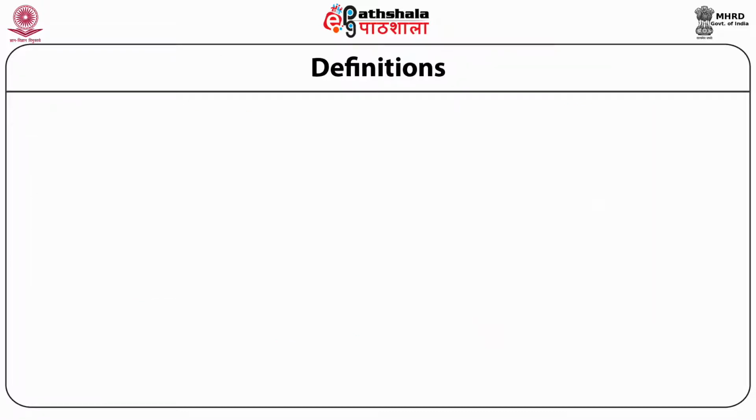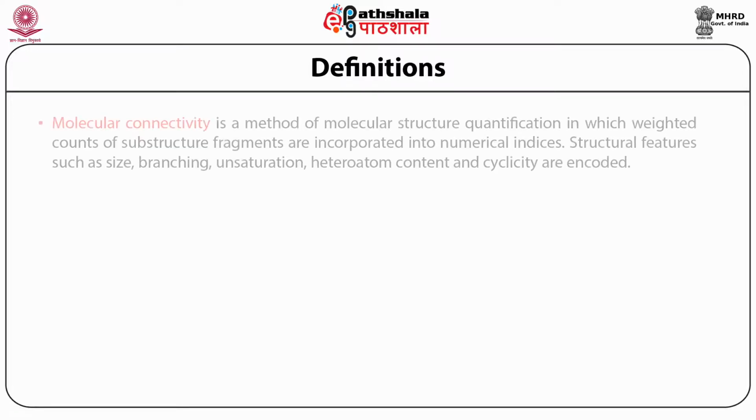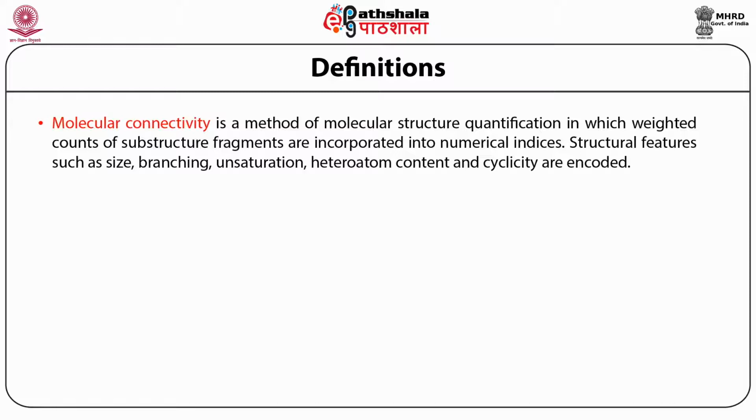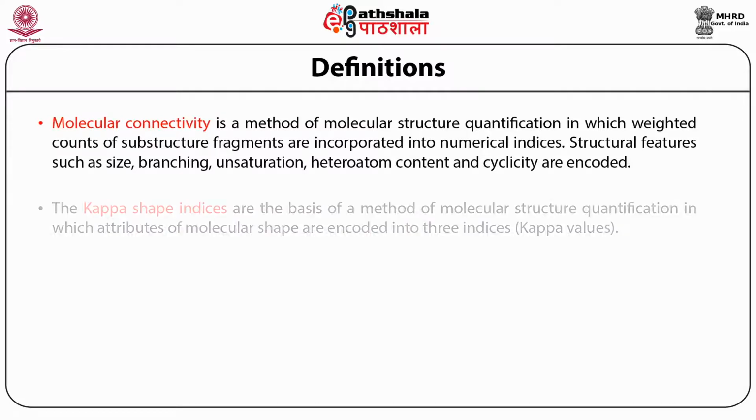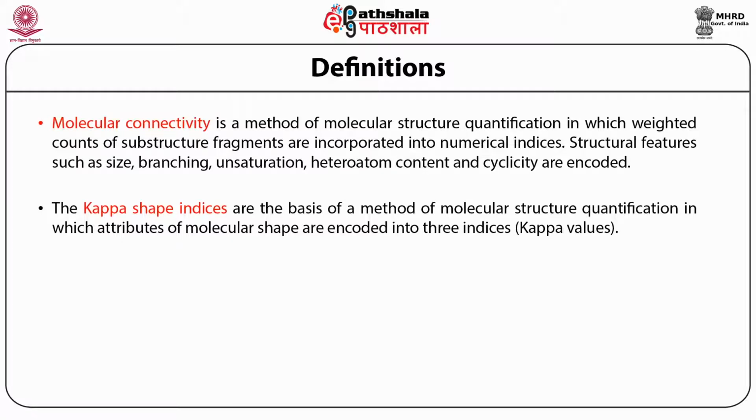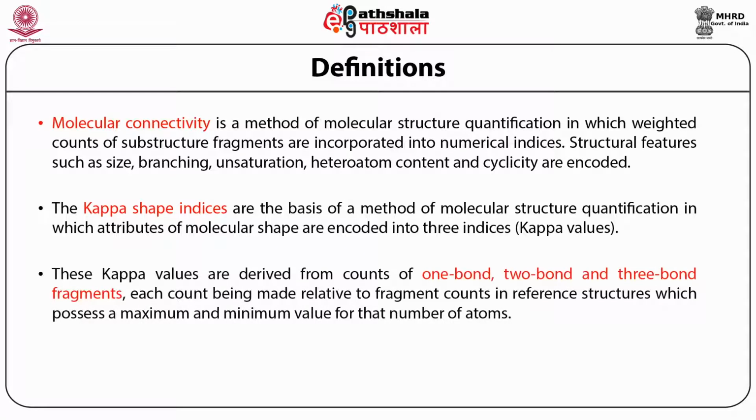A few definitions have to be elaborated here before we go to other indices. Something called molecular connectivity: structures are very much related to molecular connectivity. The kappa index, the kappa shape index particularly, is the basis of a method where molecular structure quantification has been attributed, and this is related to molecular shape and is encoded by three indices. These kappa values are derived from 1 bond, 2 bond and 3 bond types of fragments. In many cases they are really helpful for annotation of fragments.